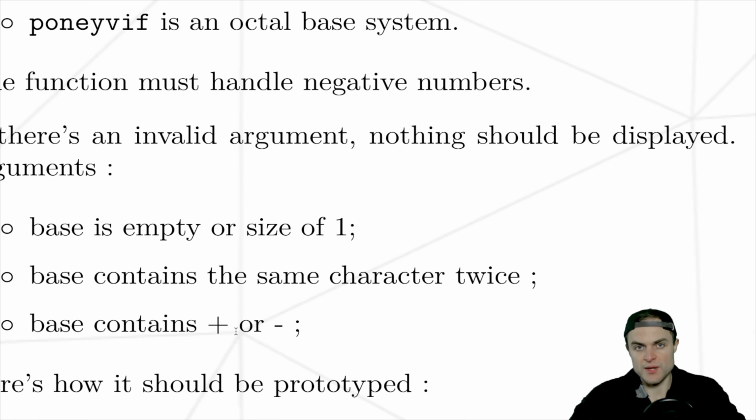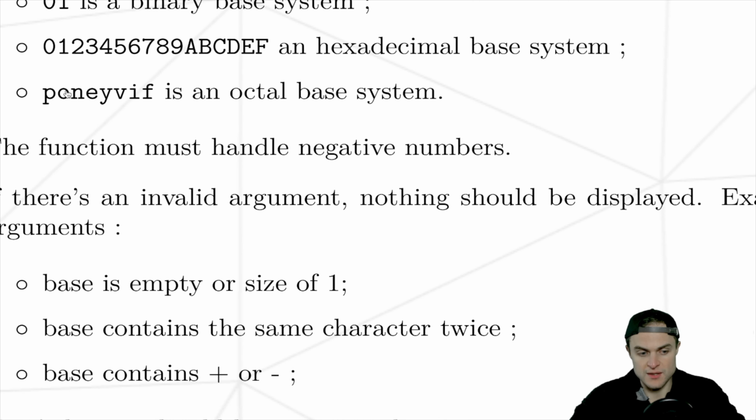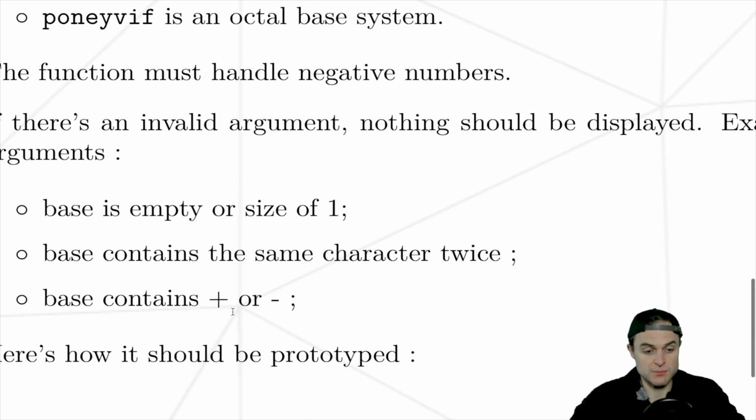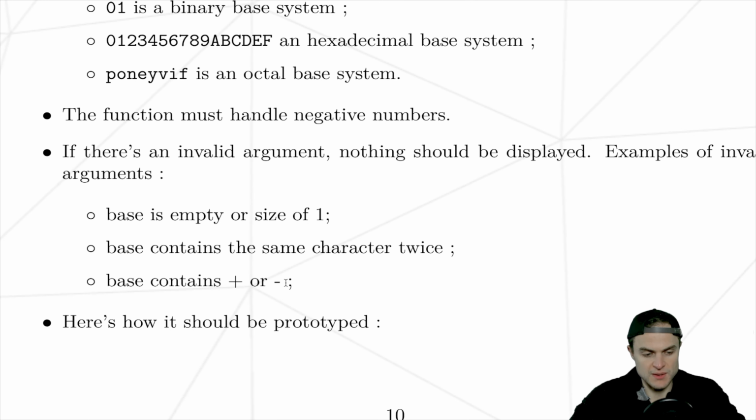For example, in base 10, we have our 10 symbols. If the symbol 1 is repeated more than once, I don't know anymore which is the value carried by the symbol. Again, you have to understand the difference between symbols and values. And if the base contains plus or minus. By the way, I can have a base with a plus or minus. This can be a binary system. This can be plus maybe as the value 1, minus as the value 0. But anyway, this is a constraint given by this exercise.